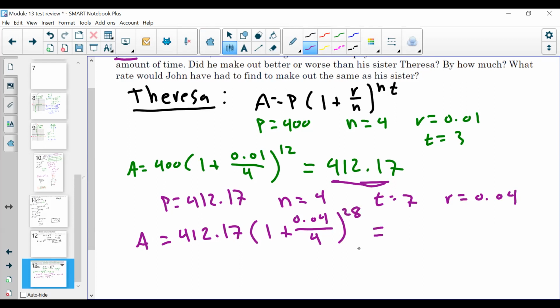When you put this into the calculator and solve it out, which is really the only way to solve it, you get 544.6. So Teresa, after 10 years, will have $544.60 in her account.